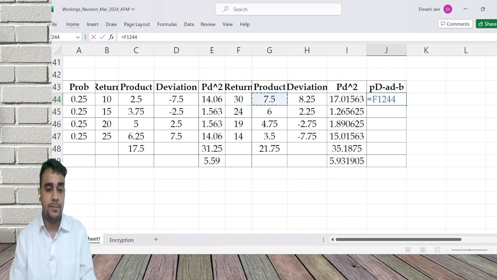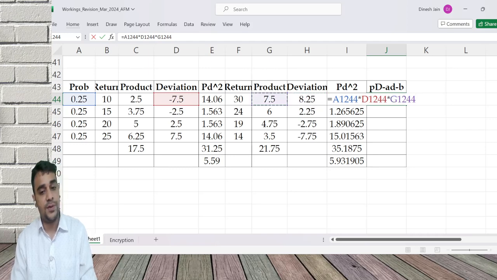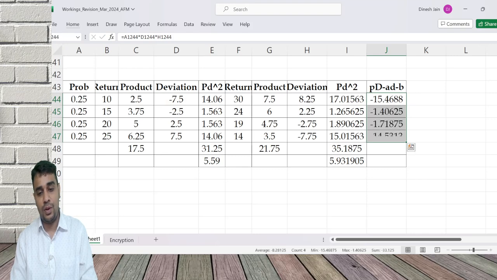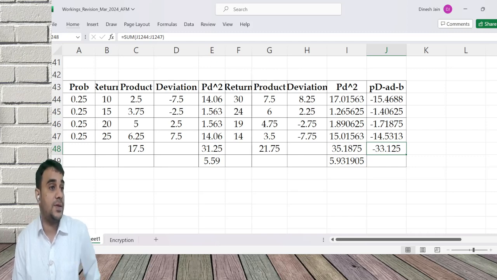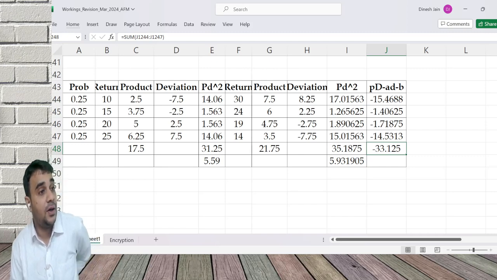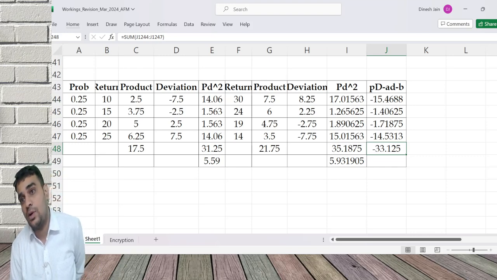So probability, deviation of the first one, deviation of the second one. I've done the total. I get a negative total. Negative total means negative covariance. Negative total indicates negative covariance. The total is called covariance.